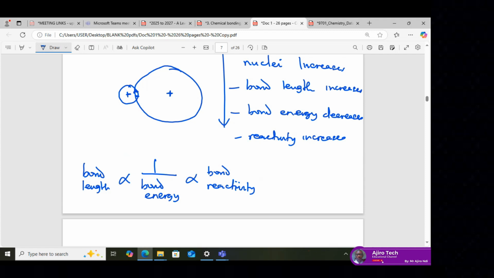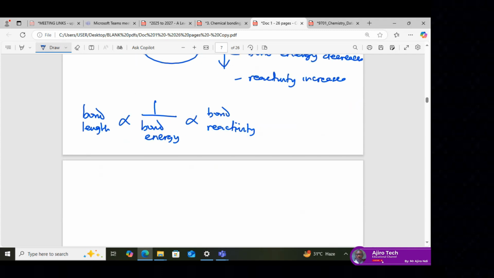The longer the bond, the lower the bond energy. Do you agree? And the more reactive. The longer the bond, the lower the bond energy, the more reactive. Do you get it now?